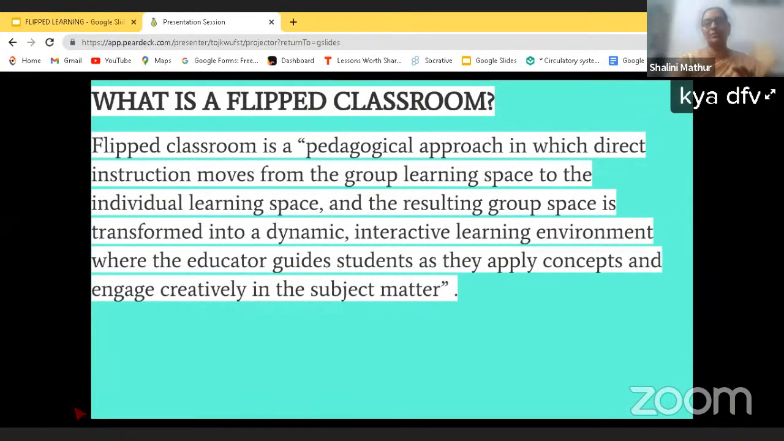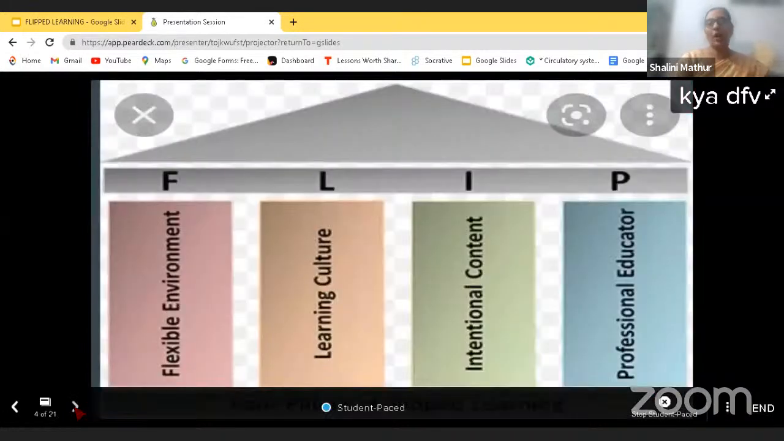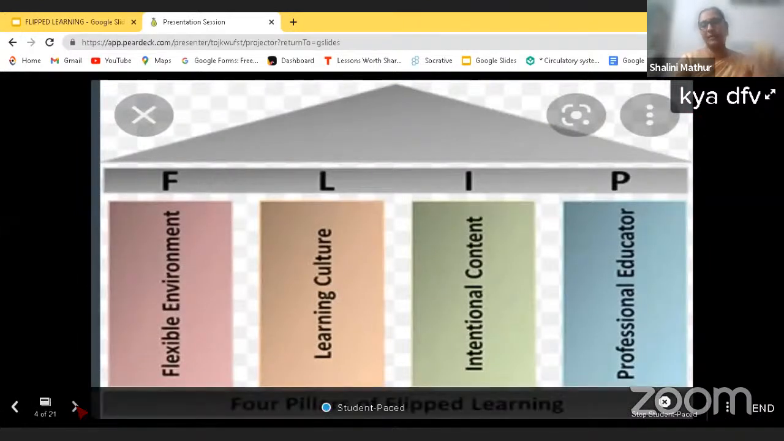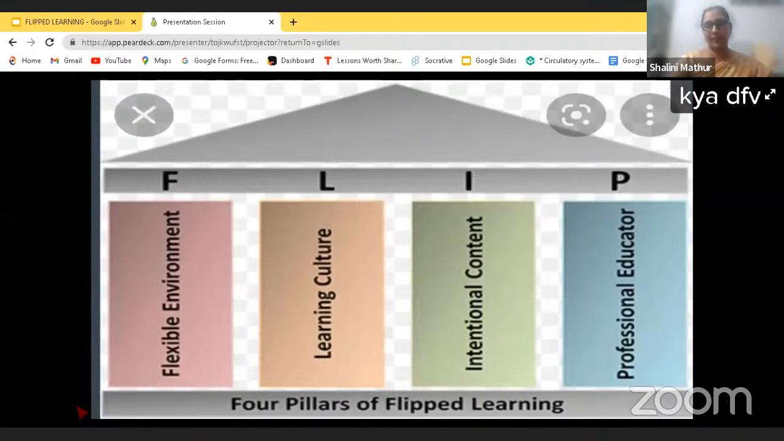Although it seems like a very complicated definition, in simple words we can say it is when the students come prepared to the class, the concepts are already introduced to them by the flipped tools, just like by sending them videos or something. So that is going to help us in the flipped classroom. There are four basic pillars of flipped learning.